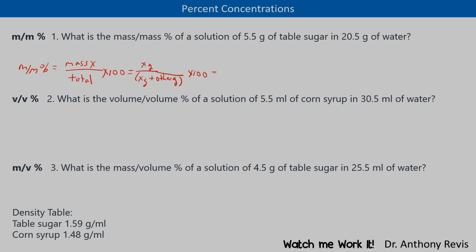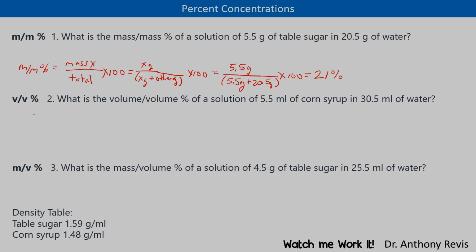So in our case, this would be 5.5 grams over, bring this right down right away, 5.5 grams. You'll always see that line up, plus 20.5 gram times 100. And if we punch these numbers through to 2 sig figs, we'll get 21%.